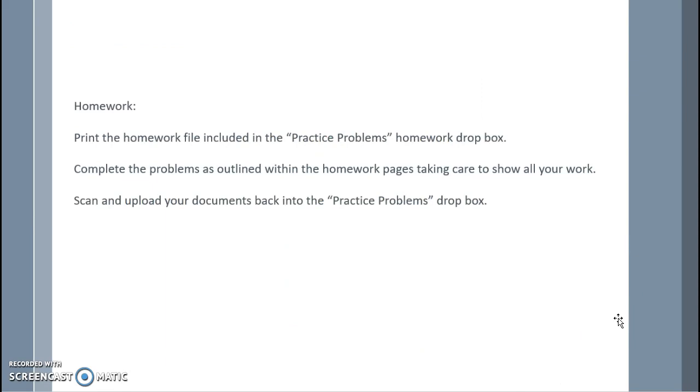Homework. You're going to print the homework file included in the practice problems homework Dropbox. Complete the problems as outlined within the homework pages, taking care to show all of your work and all of your steps. Scan and upload your documents back into the practice problems Dropbox.